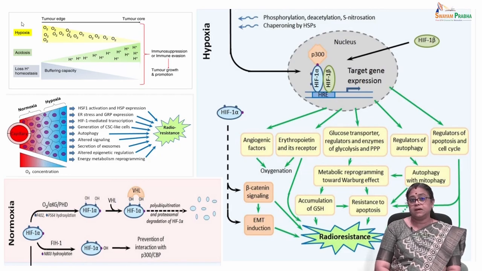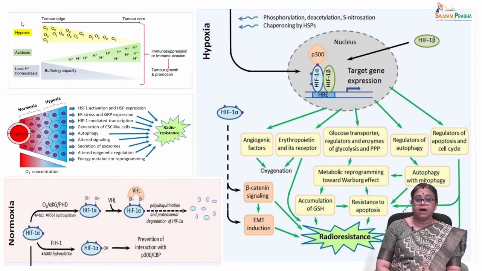Now, what happens in a normoxic situation? When the normal concentration of oxygen is maintained, the HIF-1 alpha protein gets hydroxylated. When the hydroxylation happens at position 402 or 564, another protein called the von Hippel-Lindau protein can bind to these hydroxylated forms of HIF-1 alpha. This leads to ubiquitination of the HIF-1 alpha protein and the protein gets degraded.